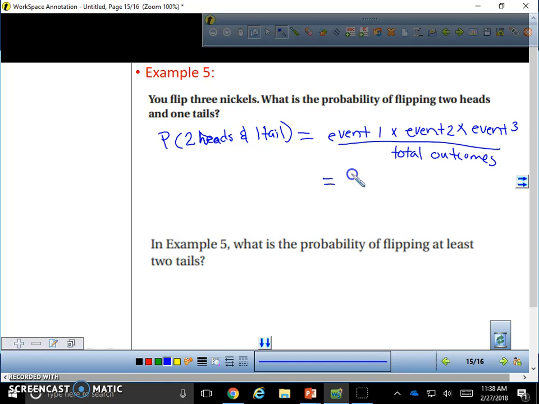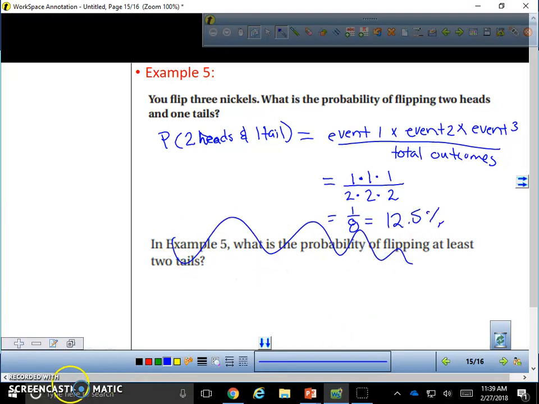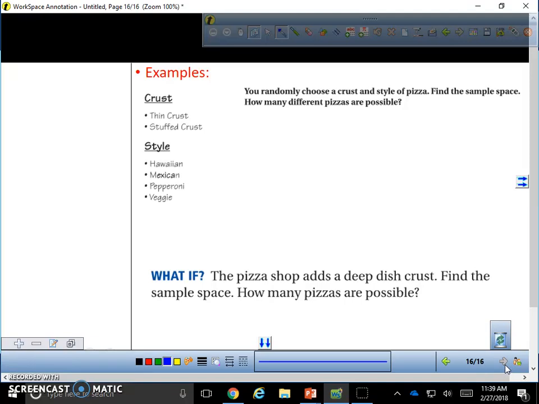All right. Flipping a head can only happen 1 time. Flipping a head can only happen 1 time. Flipping a tail can only happen 1 time. Over 2 possible outcomes for event 1, 2 possible outcomes for event 2, times 2 possible outcomes for event 3. The probability is 1 over 2 times 2 is 4, 4 times 2 is 8. 1/8, which in percent is 12.5%. All right, we're going to skip this last part and go to that essential question and checkpoint.